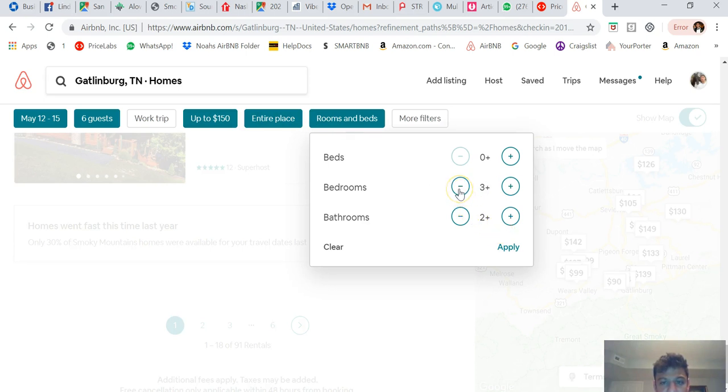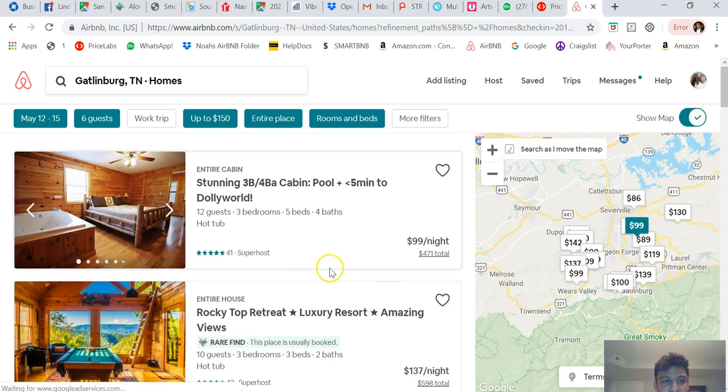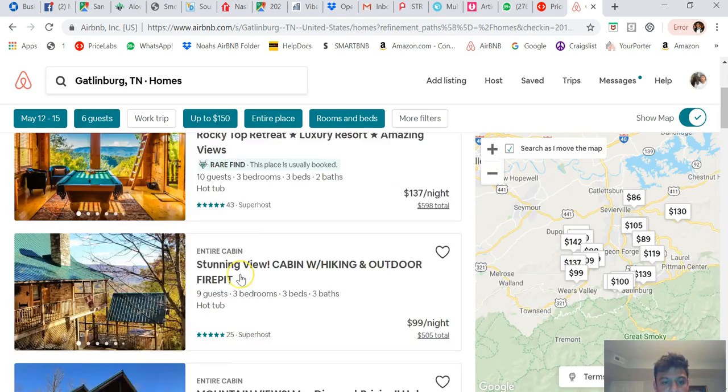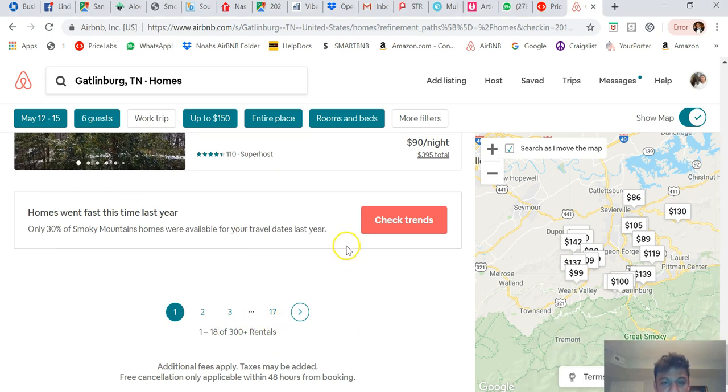If you go down to 2 beds and 2 baths, basically imagine a 2-bedroom apartment or 2-bedroom cabin that allows for six guests, which is pretty common. Then you're probably going to have more than 91. You're going to have a whole bunch. You run over 300. So there's a lot of 2-bedroom cabins that sleep 6 people in that range. There's a lot of competition there.